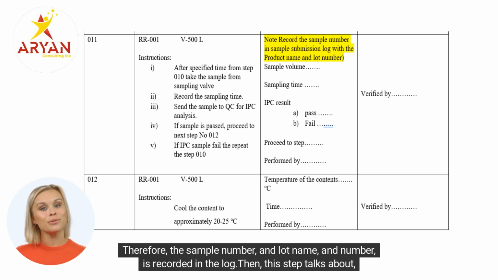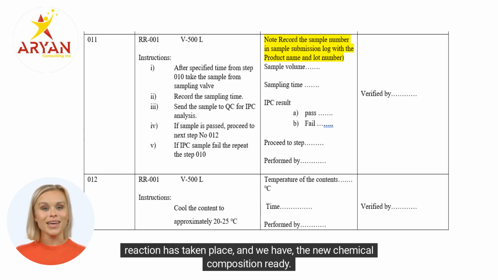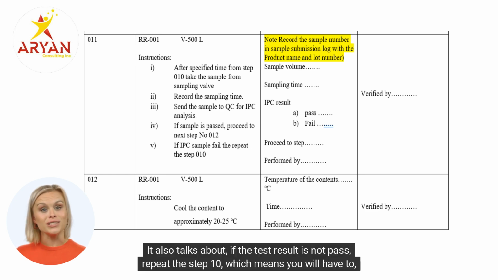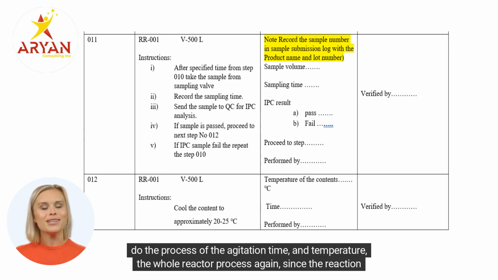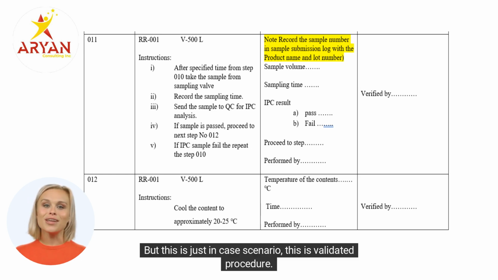Then this step talks about if the sample results pass, then proceed to step 12, which means this test confirms that the reaction has taken place and we have the new chemical composition ready. It also says if the test result is not pass, repeat step 10, which means you will have to do the agitation time and temperature, the whole reactor process again, since the reaction hasn't happened. But this is just an in-case scenario; this is a validated procedure.